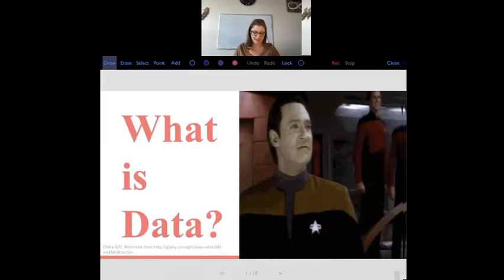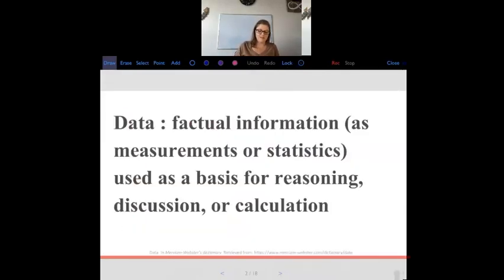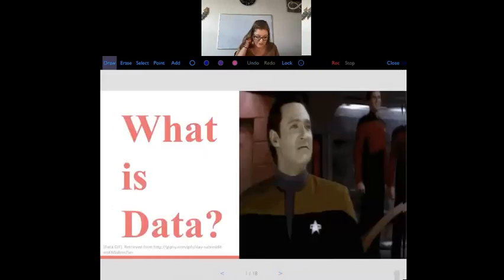Okay, so what is data? Data is defined as factual information, measures or statistics used as a basis for reasoning, discussion, or calculation. By the way, this was created by one of our librarians, and we got her permission to use it. I don't know if her permission slide is in here, but it's from Hillisang at UNLV.